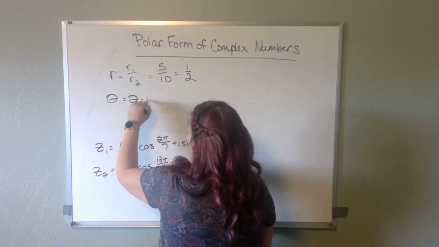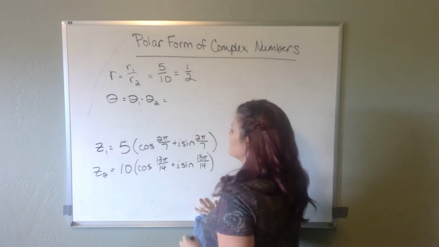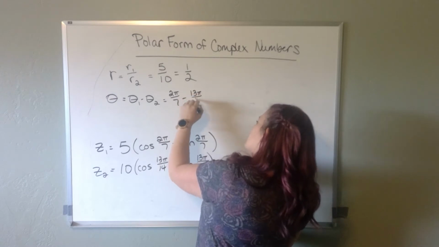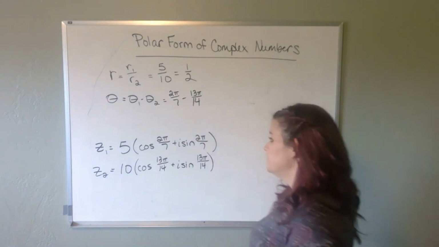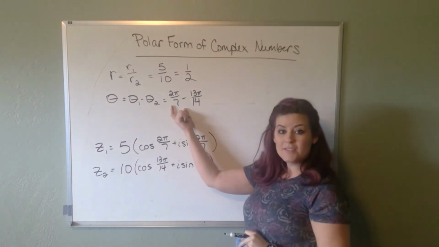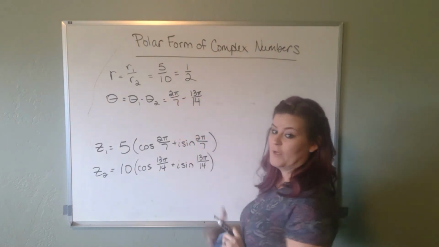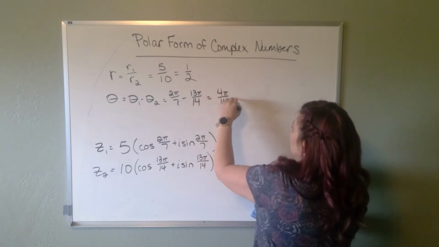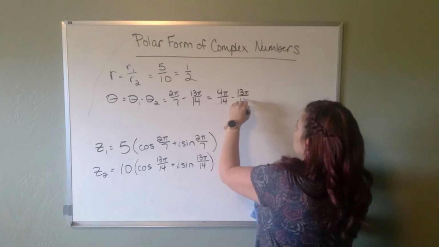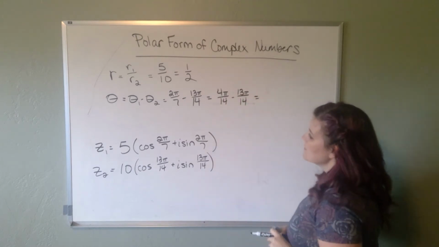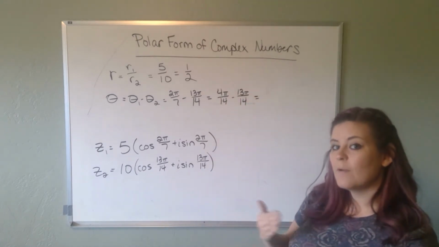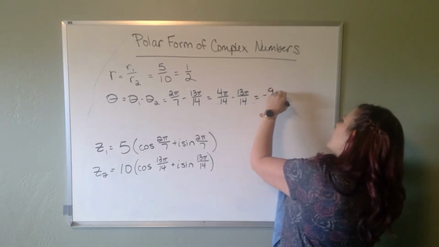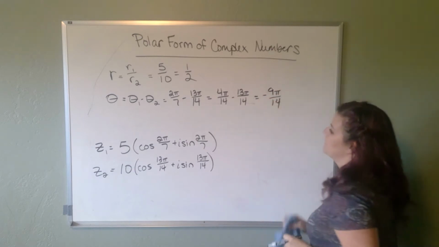Is theta 1 minus theta 2? So 2 pi over 7 minus 13 pi over 14. Let's get the common denominator again, so we already know what that's going to be. We can call it 4 pi over 14 minus 13 pi over 14. See, guys, when I subtract 4 minus 13, I get negative 9 pi over 14.